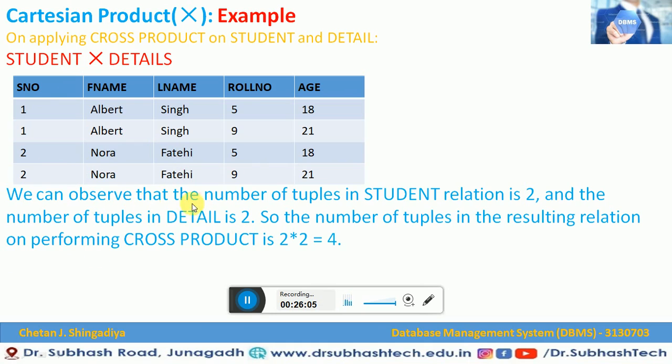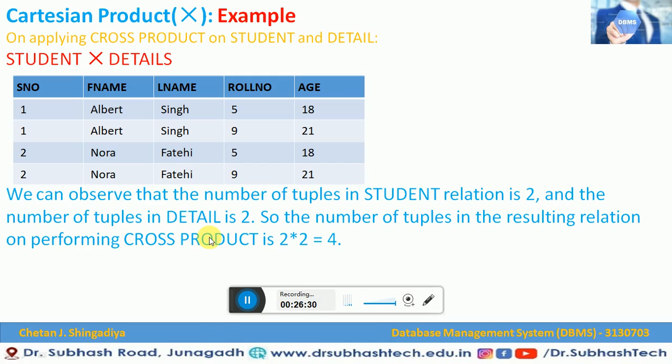Now we can observe that the total number of tuples in relation student is 2, and the number of tuples in details is also 2. So the number of tuples in the resulting relation on performing cross product is 2 times 2, that is 4. This is the generalized understanding of the Cartesian product.